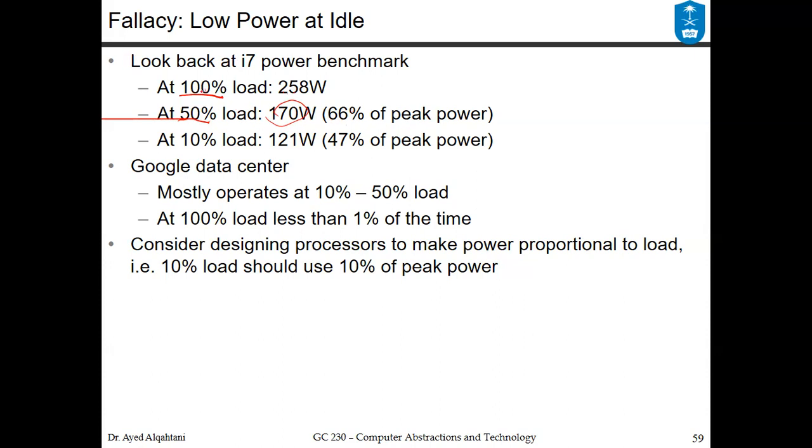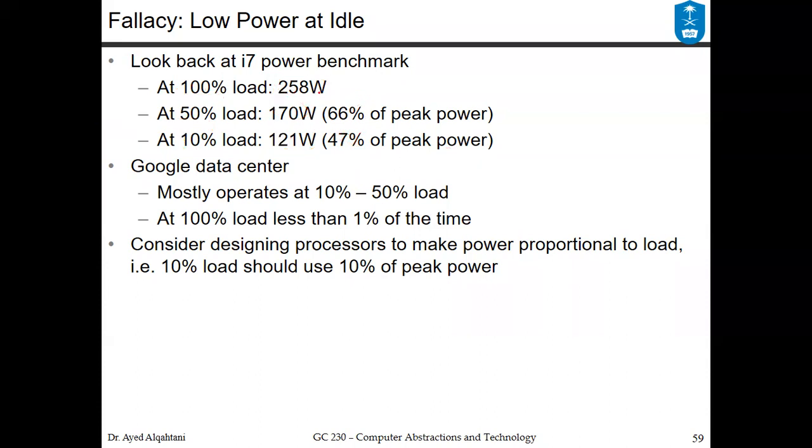When you go from 100% down to 10%, you think that you will reduce a lot of power. No, you don't. You have 47% of the peak power at this point, not 10%. As the load decreases from 100% to 10%, you actually reduce the power consumption from 100%, which is the 258, to only 47%.